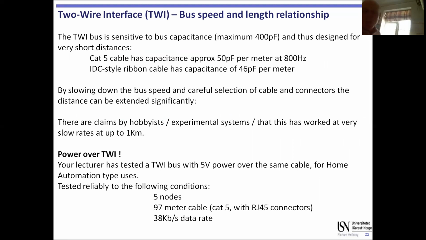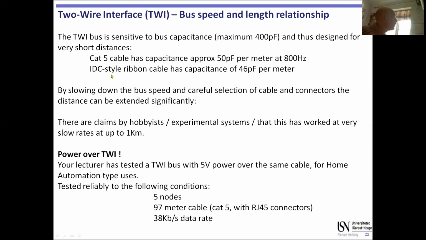Okay. Again, I'm going to just go over the electrical side of it quite briefly, because I know certainly for this particular course, we're not interested in electronic engineering so much, but some of you are engineers who will understand this or will want to read more about this. The speed and length of wire relationship is critical with two-wire interface. The cables we use, I use Cat5 in my implementations.